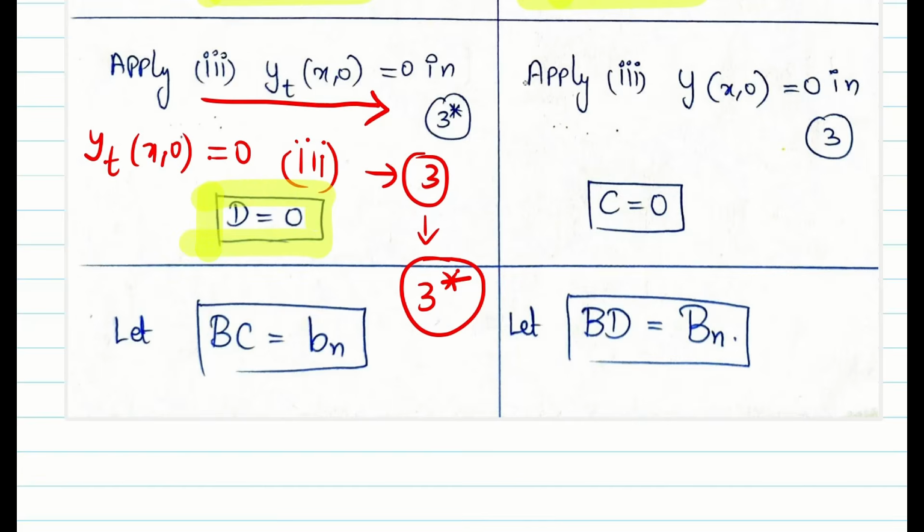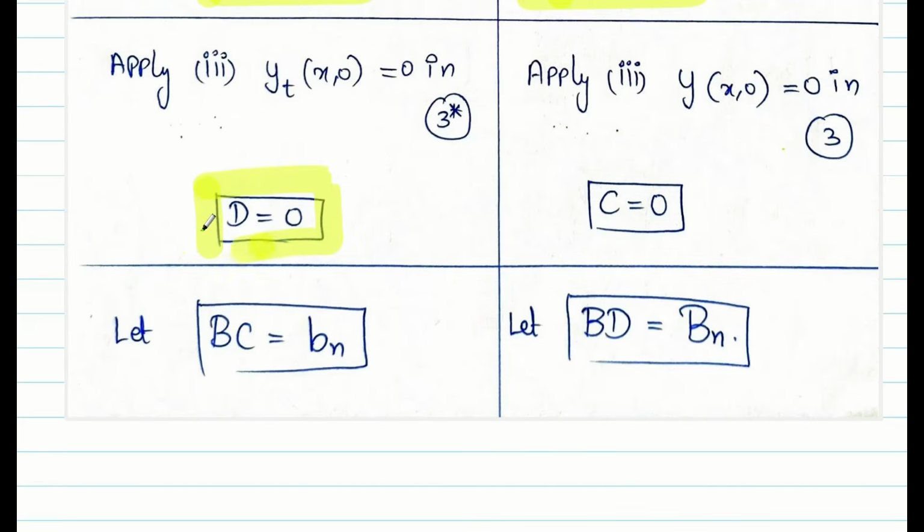But in the case of the non-zero initial velocity problem, my third boundary condition is y of x comma 0 equal to 0. So I can directly apply in 3. In this situation, I get c equal to 0. So that is the difference here. If zero initial velocity problem, d is 0. If non-zero initial velocity problem, c is 0.